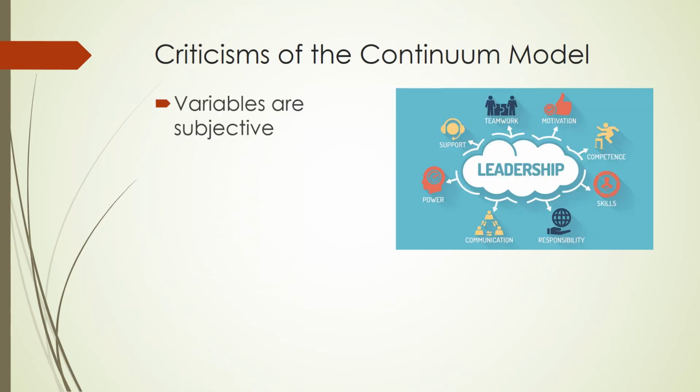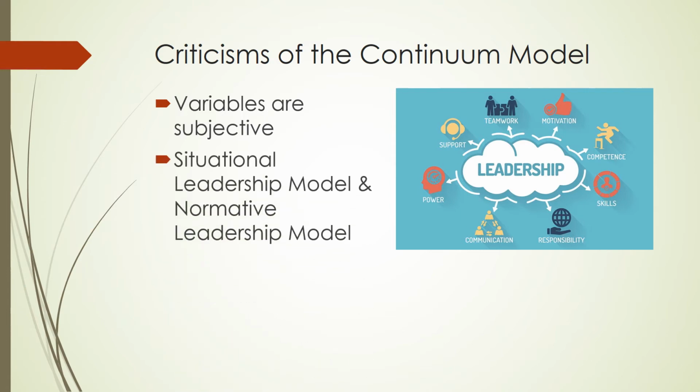There have been some criticisms of the continuum model. Mainly, the three variables you must consider in the continuum model are quite subjective. Trying to match the best decisions for the followers, the leadership style of the leader, and all aspects of the situation is difficult at best and isn't really clear in the model itself. Two clearer models, the situational leadership model and the normative leadership model, became more popular because they were clear and gave leaders a more defined path to follow when choosing a leadership style.